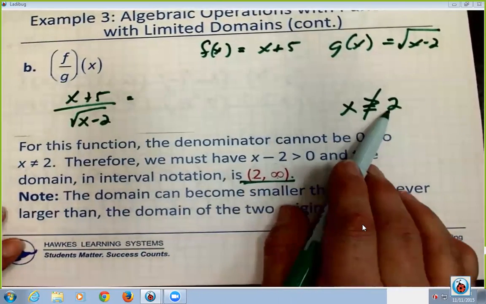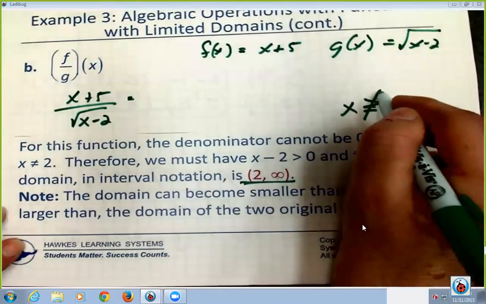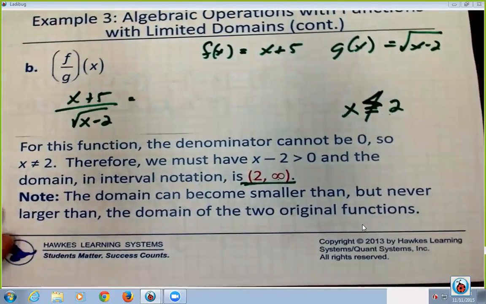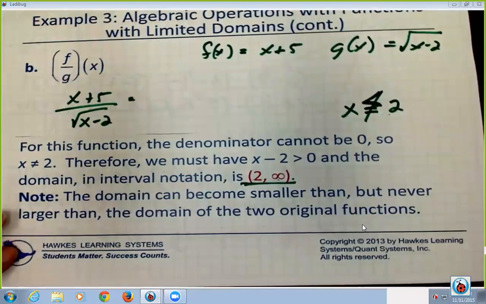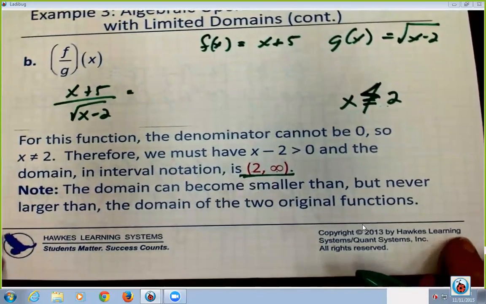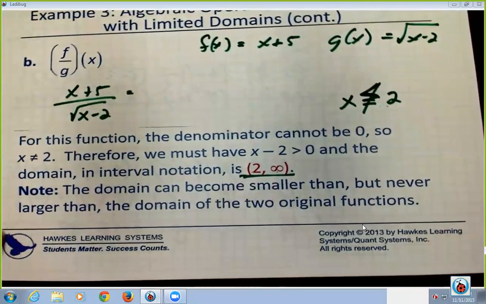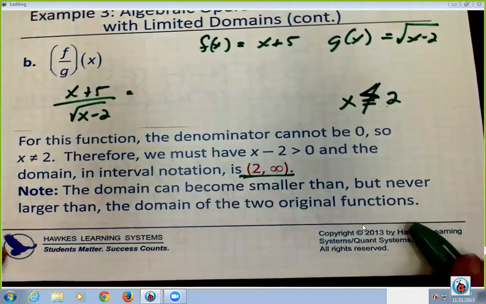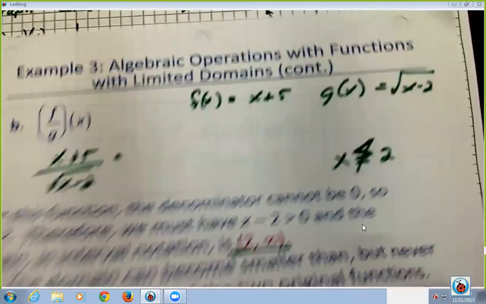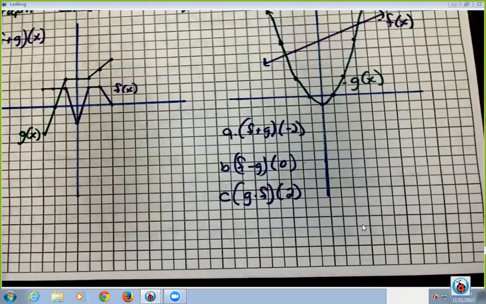So I cannot have anything that's less than this. I guess I should put less than in there. I can't have anything less than 2. So be real careful if they ask you about domains and what you happen to have with those. And that's the important piece with this one. Okay. All right.